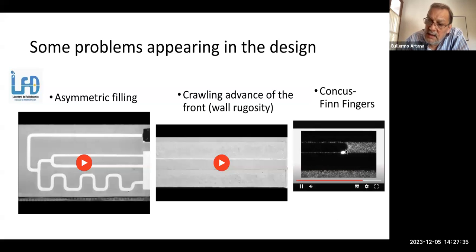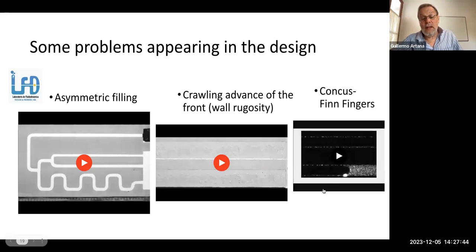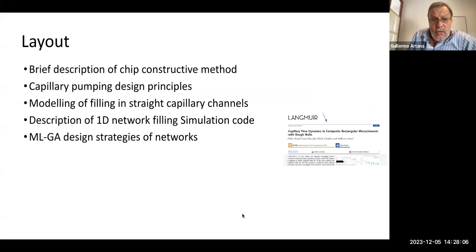movement. So here we see the front of the meniscus, and you see also that you have some precursors that are going quite ahead of the meniscus. So, well, these are some aspects that have to be taken into account in capillary chip designs. And I will discuss some of these aspects in this talk.